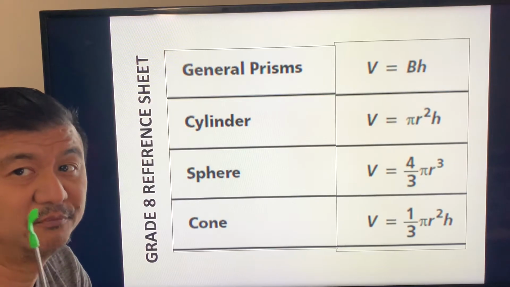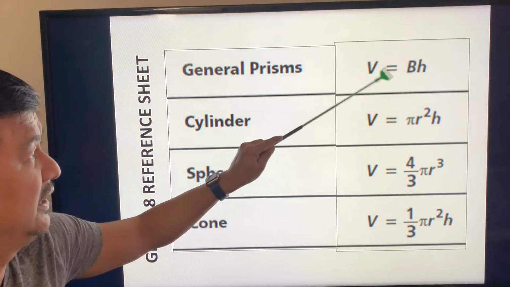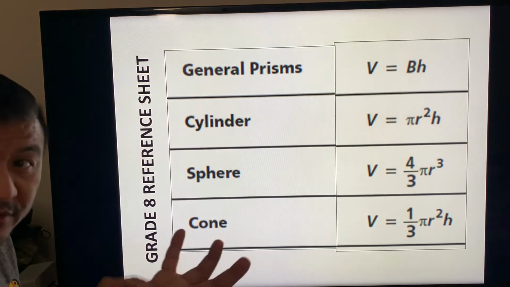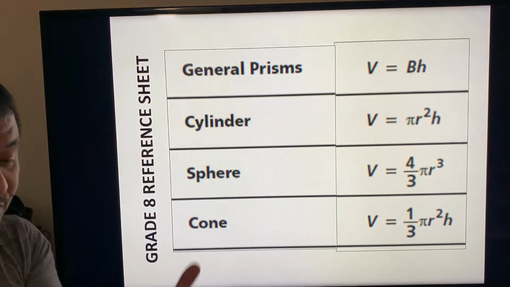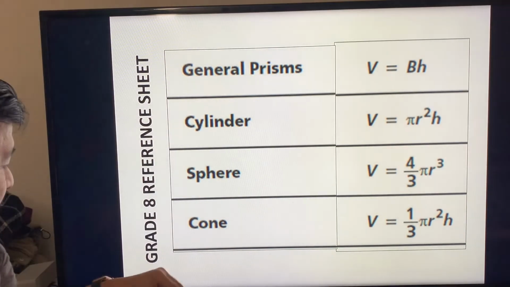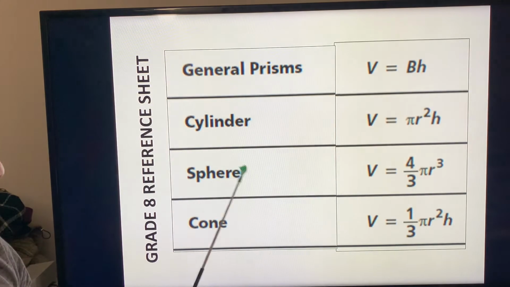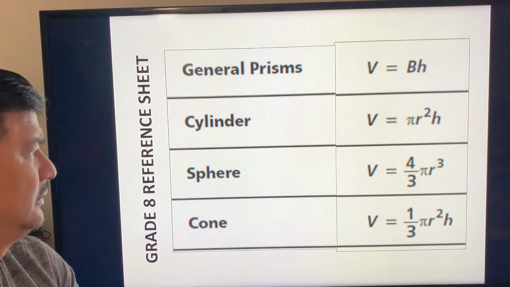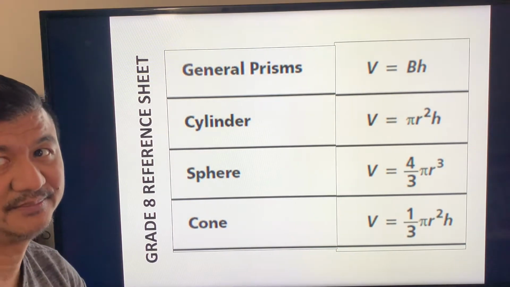So these are the four major formulas that you need to know. The basic or the general formula is volume equals the base times the height. We learned this before. Whatever your base is, just multiply it by the height. The area of the base, just multiply it by the height. Then that's the volume of your solid figure. A cylinder is pi r squared times height. For a sphere, the volume equals 4/3 pi r to the third power. And for a cone, it's 1/3 pi r squared times height.